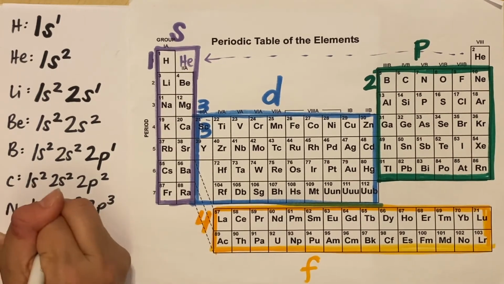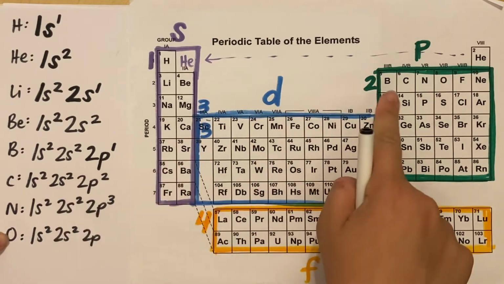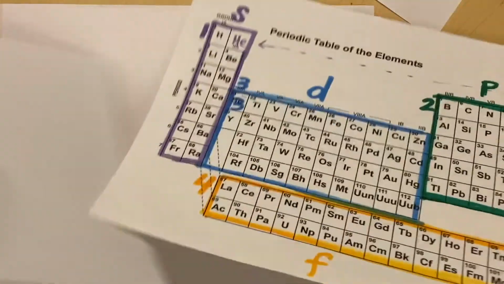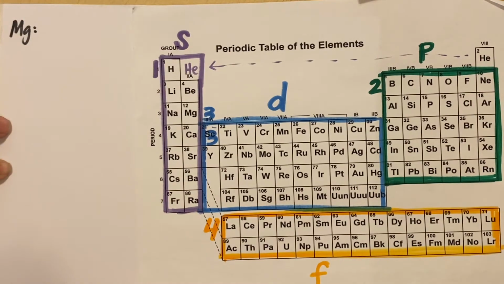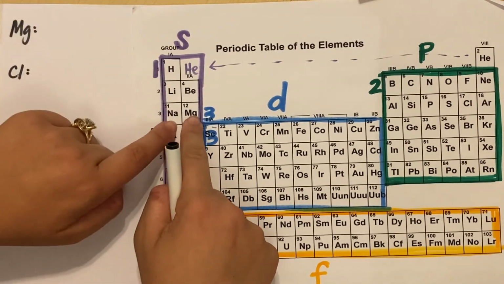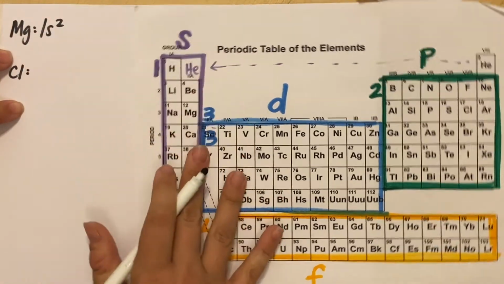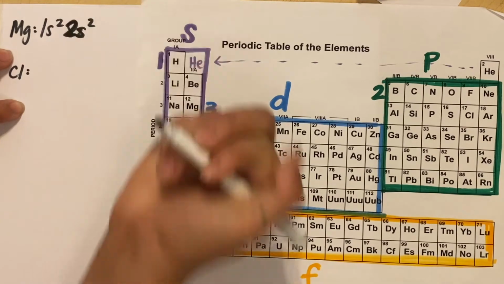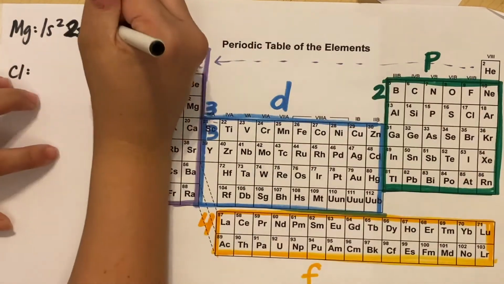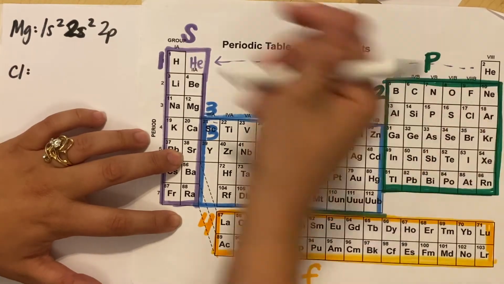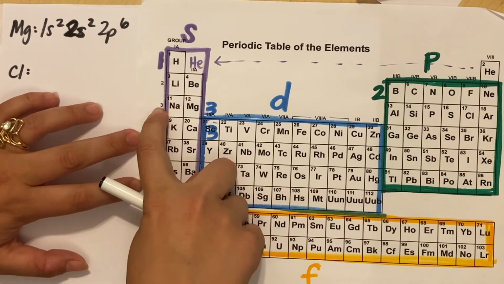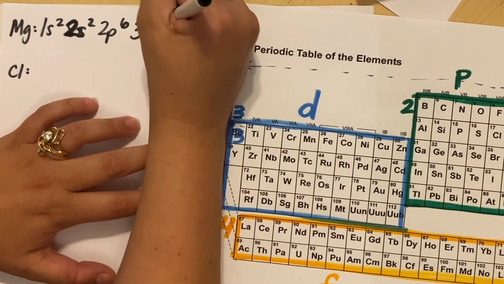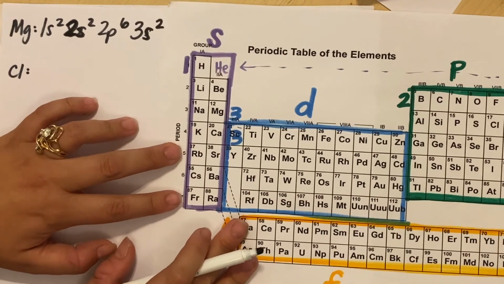Oxygen, 1s2, 2s2, 2p, 1, 2, 3, 4 to get to oxygen. Let's do a little bit trickier examples. Magnesium and chlorine. Okay, so magnesium's here. So I'm going to have 1s2 filled up. My 2s is filled up, so 2s2, right? My 2p is all the way filled up, so 2p, 1, 2, 3, 4, 5, 6. And then magnesium's here on my 3s, my third shell, with my S subshell and 1, 2 across to get there. Okay, so 3s2.